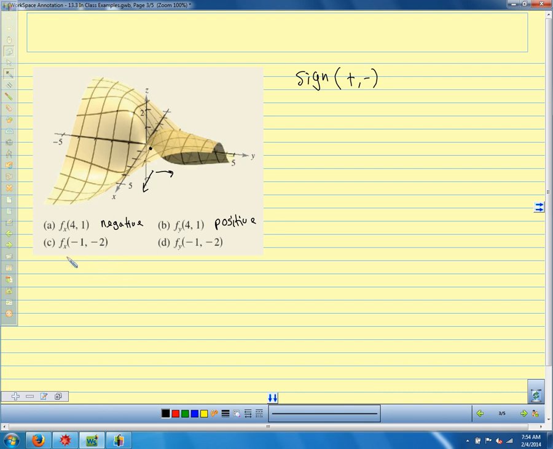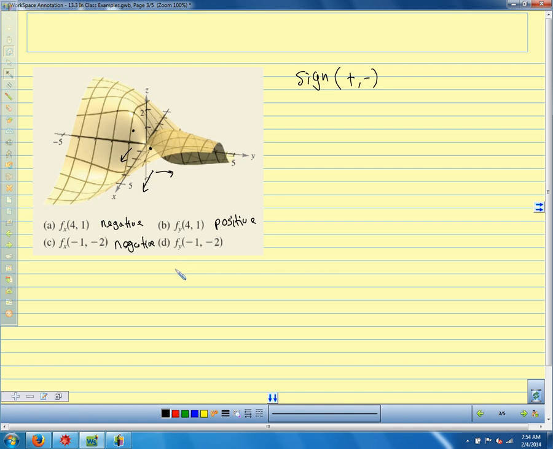How about f sub x at negative 1, negative 2? So here we're at negative 1 and over negative 2. So we're at this point in the xy plane. As x is increasing, is our partial derivative going to be positive or negative, as we're going this direction? Negative. We're going downhill. Our function is decreasing as we move in the positive x direction there, so that's going to be negative.